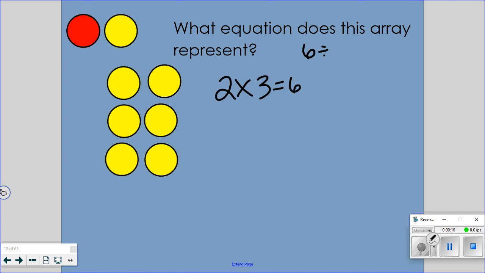One more group of 2. Once you add one more group, see if you can figure out what equation that is. If you've got that figured out, give me that secret thumb. Okay, I don't really have room. Can I put mine at the bottom?